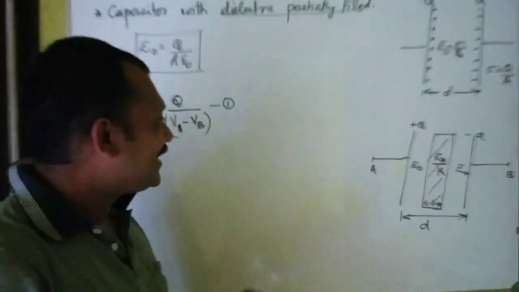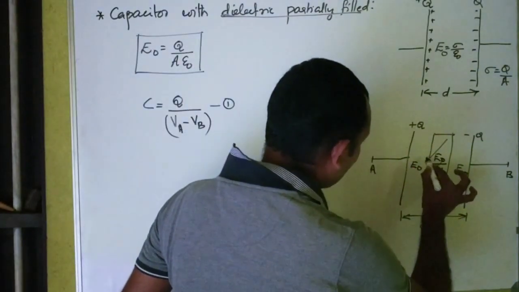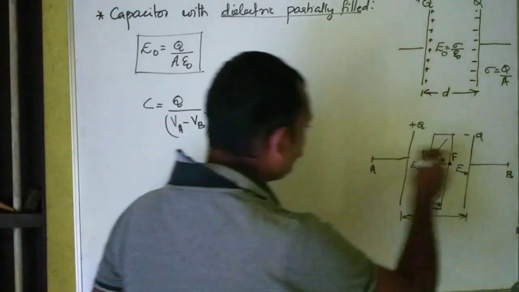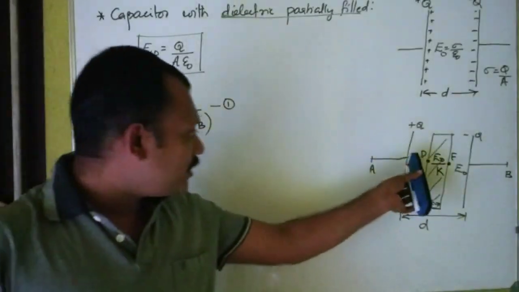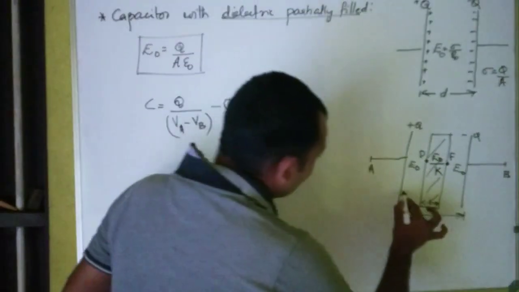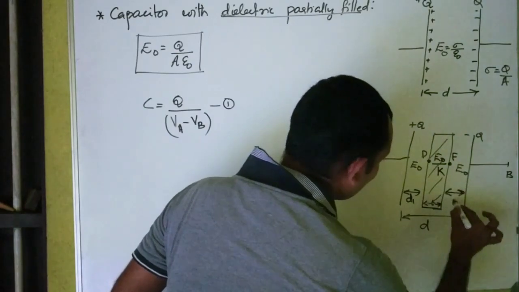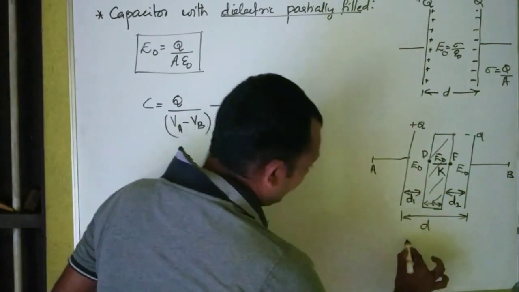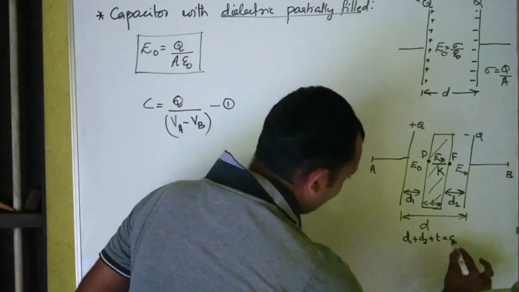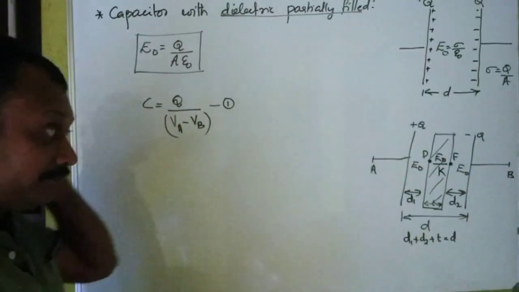Ready. Now the next job I am going to do is, I am going to call this point by the name D, and this by the name F. I am not using C and E because E stands for electric field. This is D and F. Let us take this separation as D1. This is D2. You can easily say that D1 plus D2 plus T is equal to D. Right? Okay, let us leave it there.